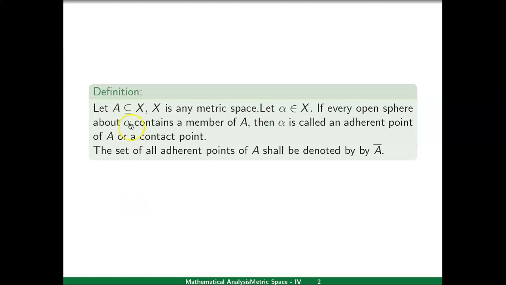Let us start with the definition of adherent point. Let A be a subset of X, where X is a metric space. Let alpha be a point in X. If every open sphere about alpha contains a member of A, then alpha is called an adherent point of set A. Adherent point is also called contact point, and the set of all adherent points of set A will be denoted by A bar.